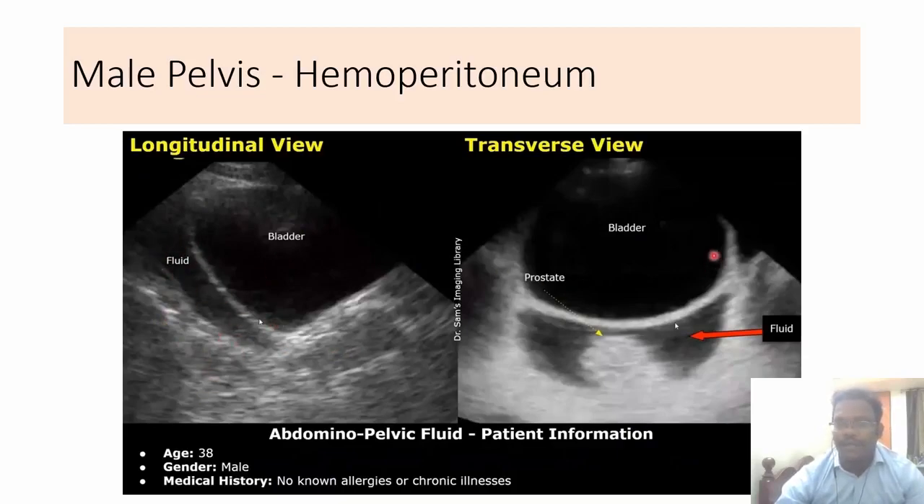Here also, we can see the urinary bladder, and posterior to the urinary bladder we have the prostate, and posterior to the prostate we have the rectum. So there is fluid collection between the bladder and the rectum in the rectovesical pouch. So this patient is E-FAST positive.